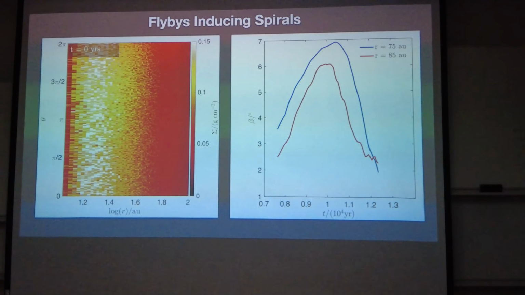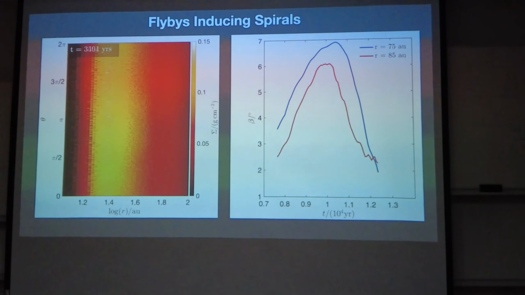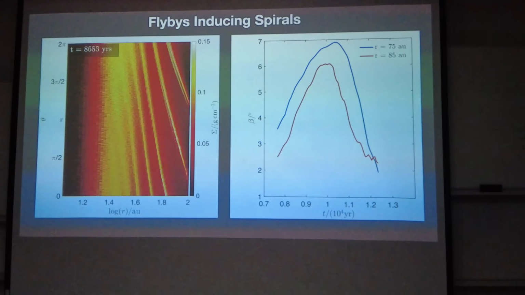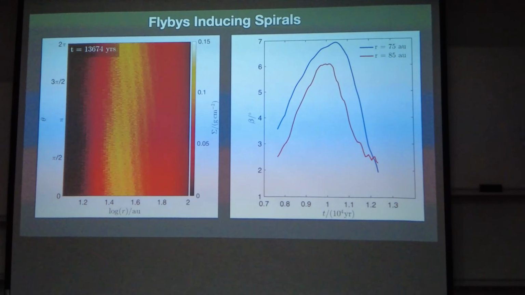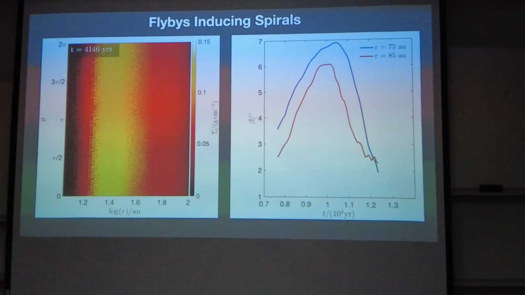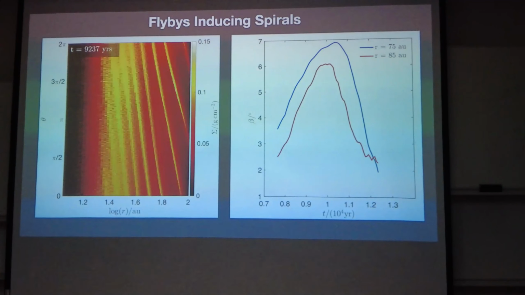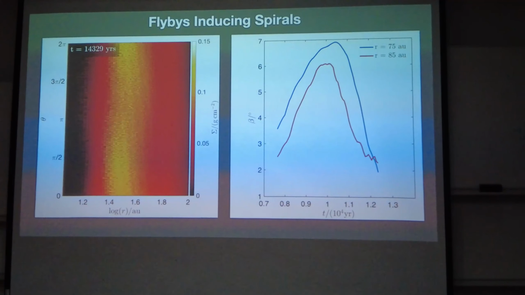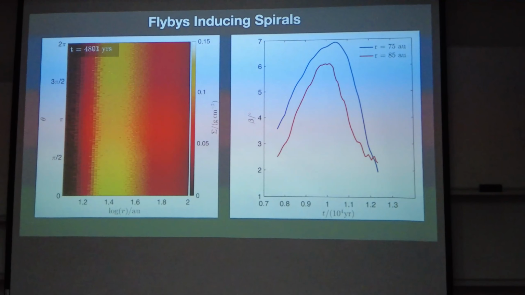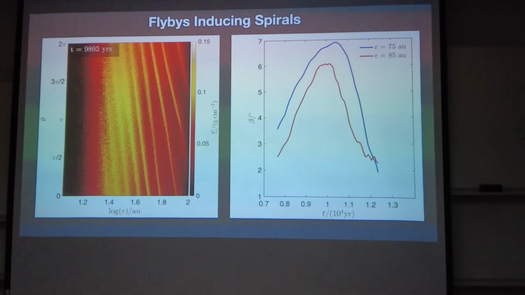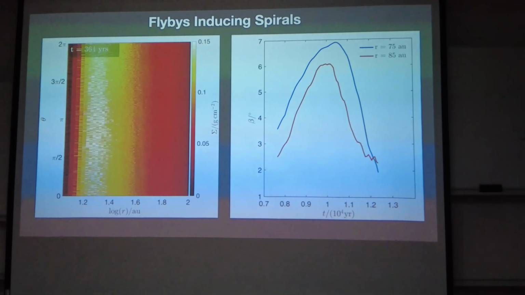Before you play the movie, the left is a movie looking at the azimuthal angle as a function of radius in the disk, and the color is the surface density. So if you play the movie, this just shows these spirals that are produced radially. You can see the movie will repeat. But you can see we get these spirals that are formed from the flyby, and if you actually measure the slope of those spirals as a function of radius, you can get the pitch angle from the simulation.